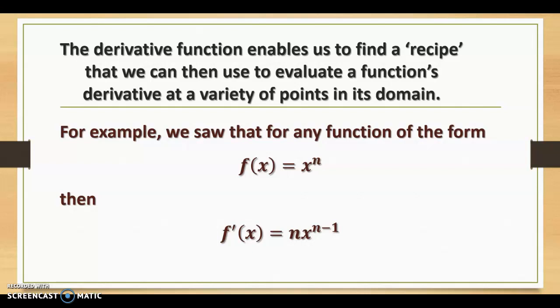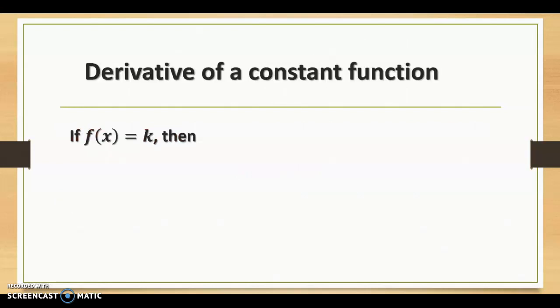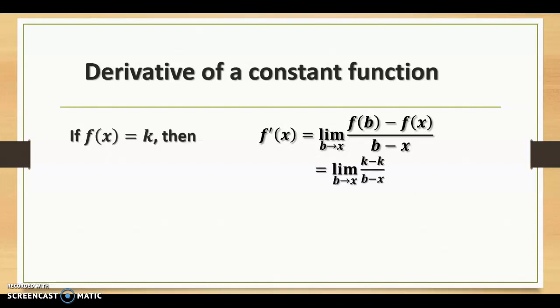Perhaps we can do this kind of operation for other types of functions than those that are simply powers. Let's start with the derivative of a constant function. If f of x is equal to k, so if a function's value remains equal to k for any x, then using the limit definition, f at b and f at x are both equal to k. This is a constant after all. K minus k becomes 0, and 0 divided by any divider becomes 0. The limit of a constant, in this case 0, stays 0.